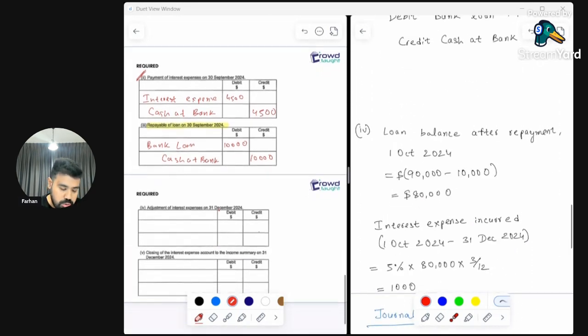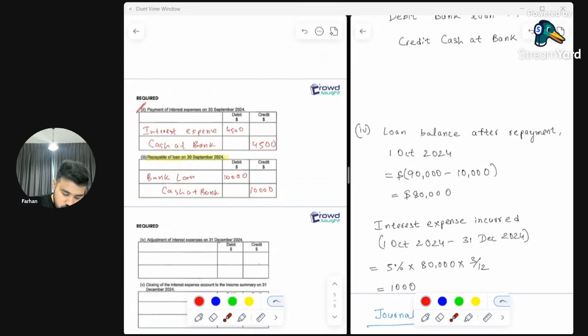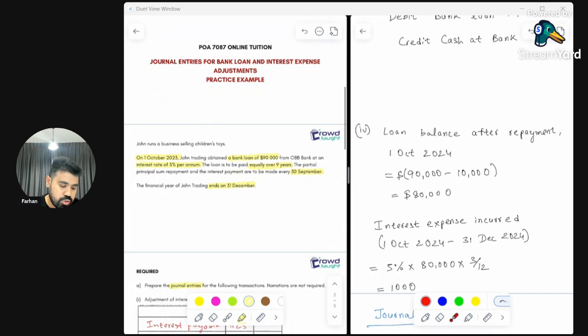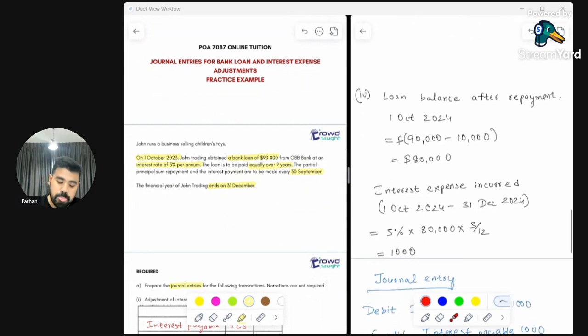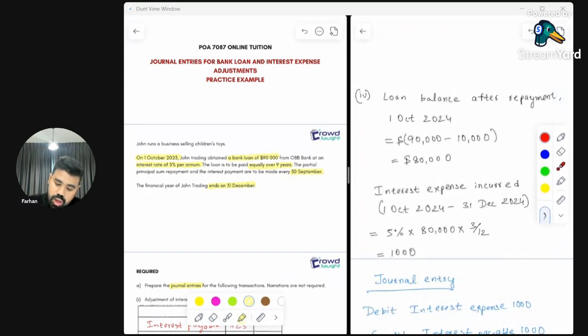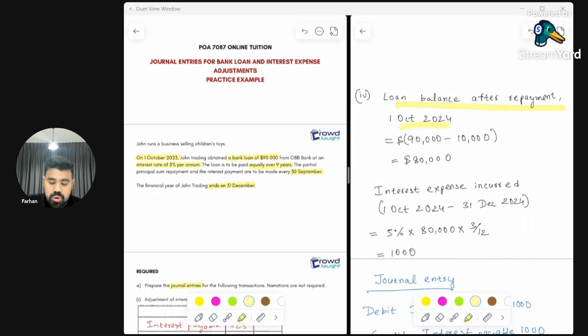Now let's move to part 4. So part 4 wants us to do the journal entry for the adjustment of interest expense on 31 December 2024. All right. So I'll just take you back to the question. So let's see what's going on. Now, we know at 30 September 2024, we have paid $10,000 for our loan, okay, as repayment. So after the repayment was done, how much would be the loan balance? It's the loan balance on 1 October 2024 after the repayment, which is the difference between $90,000 minus $10,000, which is $80,000, okay?